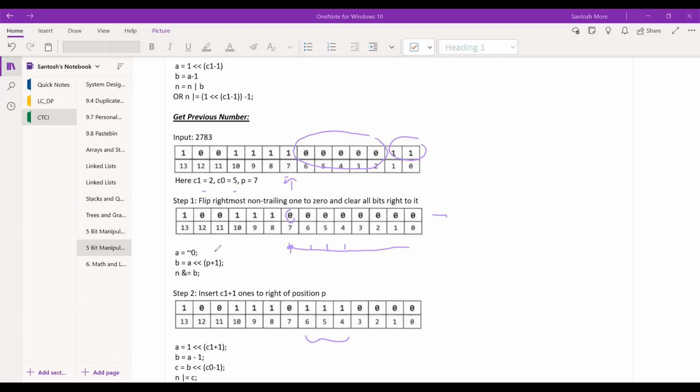Hi, Santosh. Yeah, go ahead. Yeah. So you said to put three ones, but is that making equal number of ones because we are removing two ones on the right side and we are adding three ones to make it small?